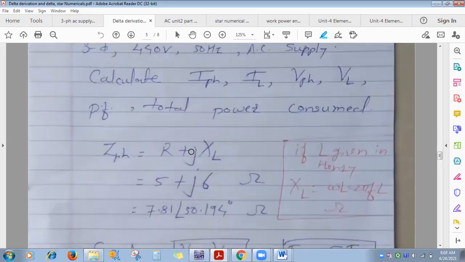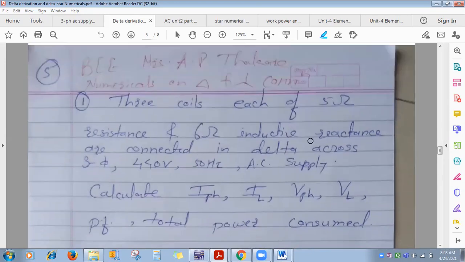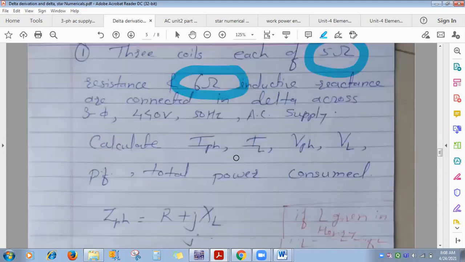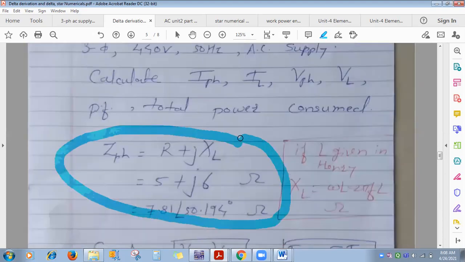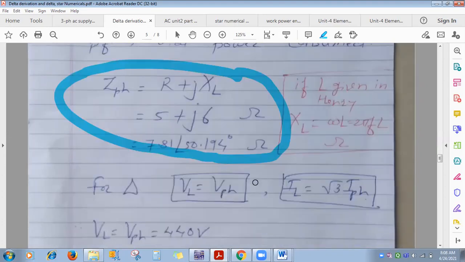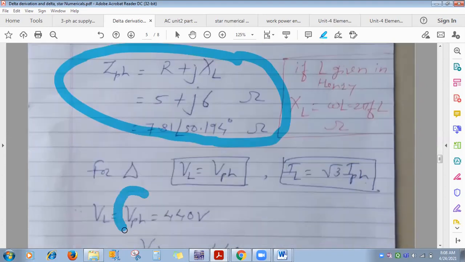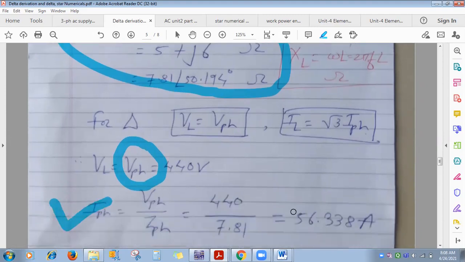Now we want current, but current is not given. Z and XL is given to you. It's a series RL. Z from this you can calculate, series RL, R plus JXL. R plus JXL in polar and rectangular, you can find out the per phase impedance. Per phase impedance you know, per phase voltage you know. So VPH by ZPH, what you will get? IPH. IPH, got it?